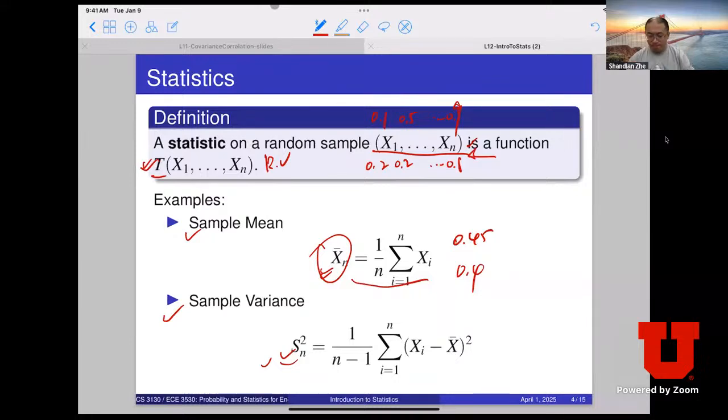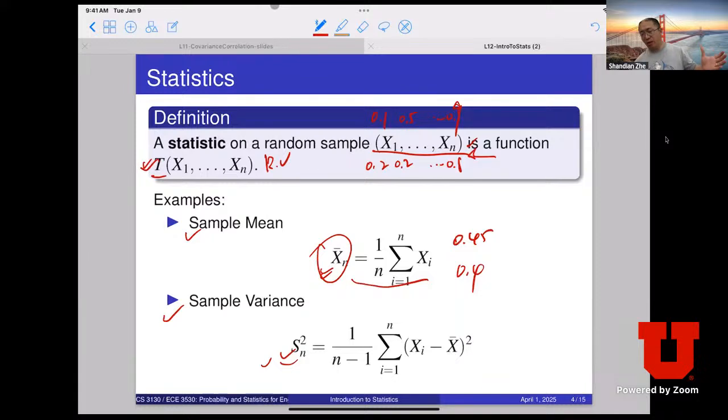Okay, hello everyone. So let us continue. As we mentioned, a statistic is just a function of the random variables in a random sample. That means statistics are essentially also random variables. They could change along with the values of the random sample you get, which we call a realization.